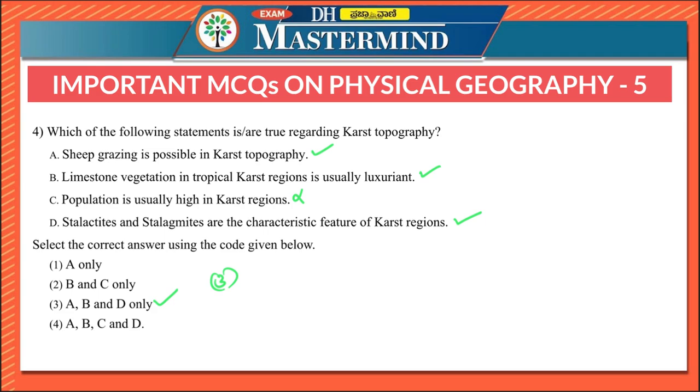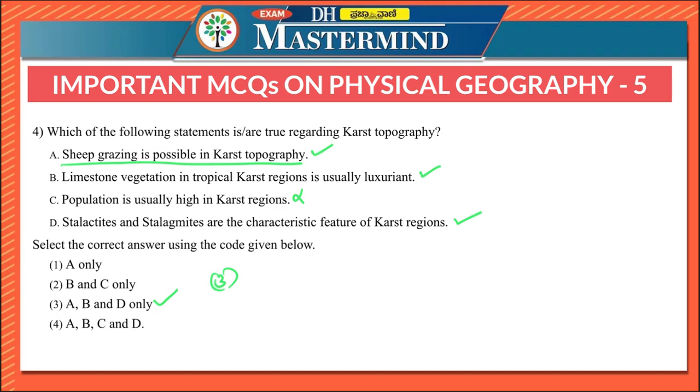So, as I've already told you, limestone usually supports only poor grass and short turf. Therefore, some sheep grazing would be possible in karst topography. Please interlink this point. If there is poor grass present, then obviously sheep grazing will be possible. Limestone vegetation in tropical regions, however, is luxuriant. So this is an exception, where in the non-tropical regions, only sheep grazing is possible due to the presence of poor grass.